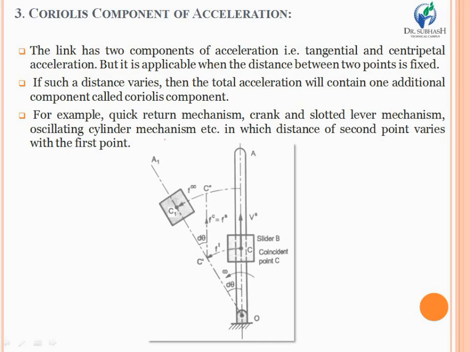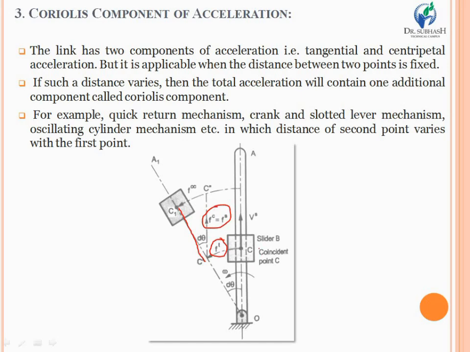You can see from the figure, that means whenever the link is rotating and the slider is moving over here, tangential acceleration will be produced. And for the motion from C dash to C double dash, the slider is rotating and sliding along with the rotation, so it also moves from C to C dash. At that time it produces centripetal acceleration Fc.